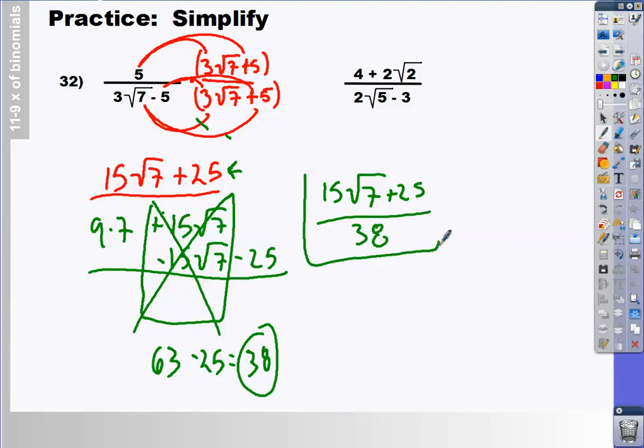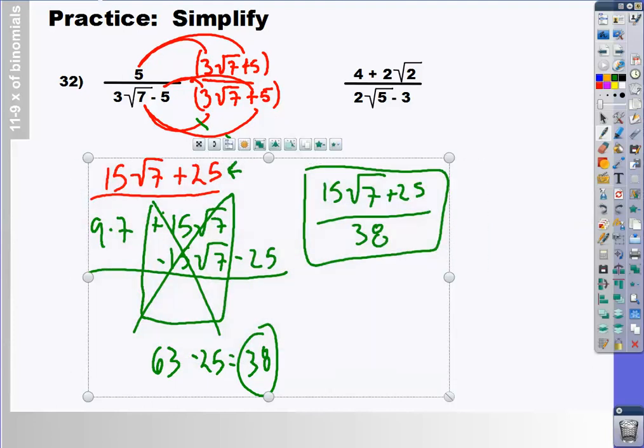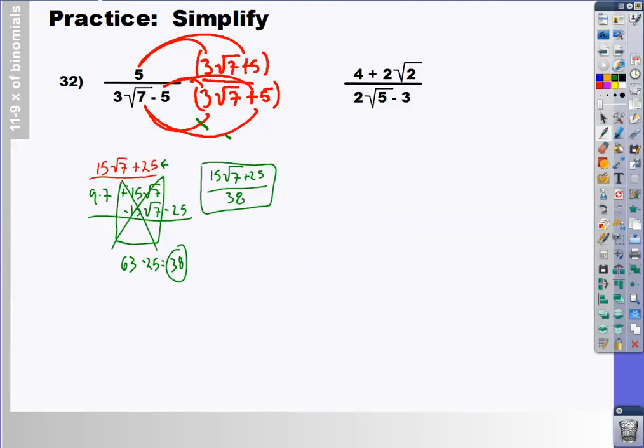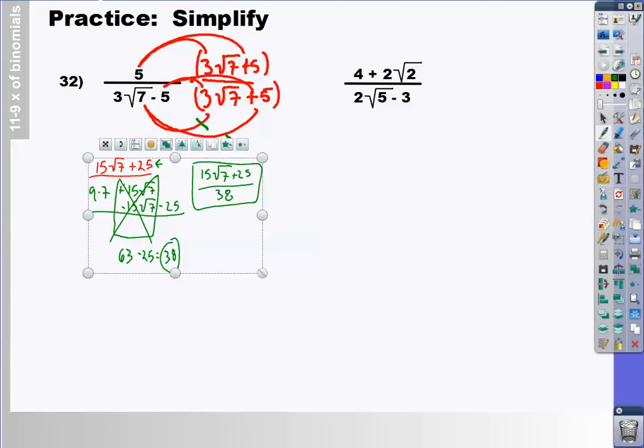Now I can't do anything with this. I can't simplify the fraction. I can't combine terms up here because the terms are just different. So at this point I am done. So I'm going to shrink this so that you have some reference. And I'll take a look at the second problem.